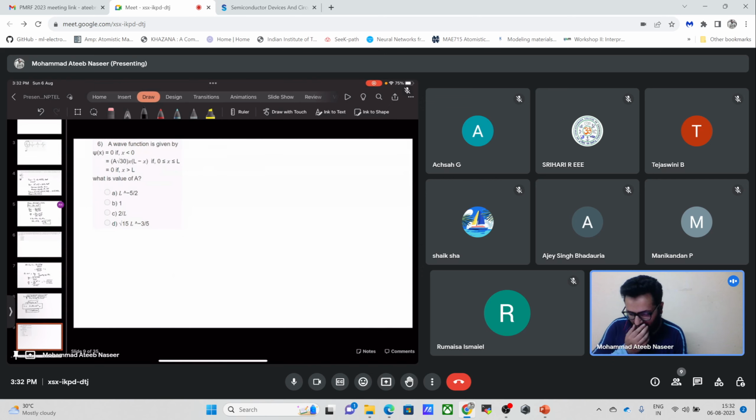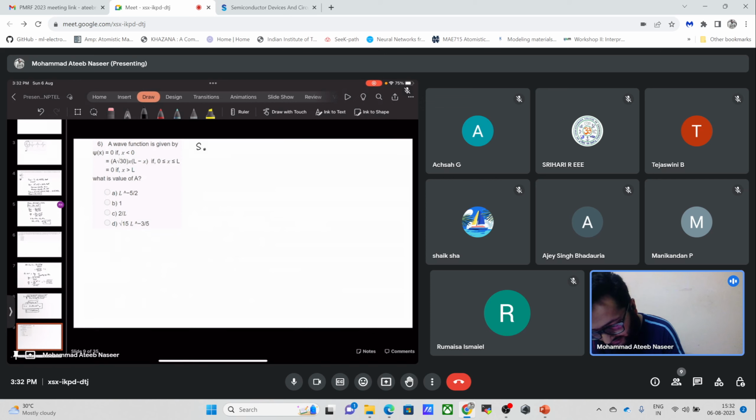Now this is another problem related to normalization, where you can see this clearly shows one thing: whenever we have a wave function, we normalize it with some constant value in order to have the probability defined between the limits of minus infinity to infinity.